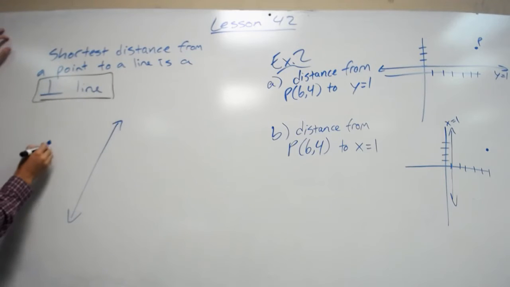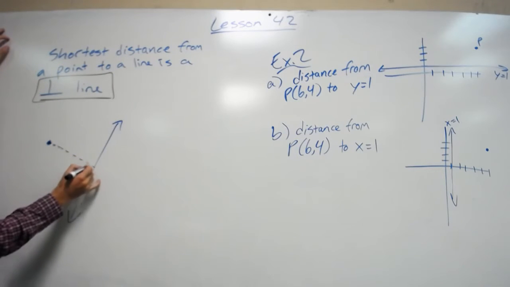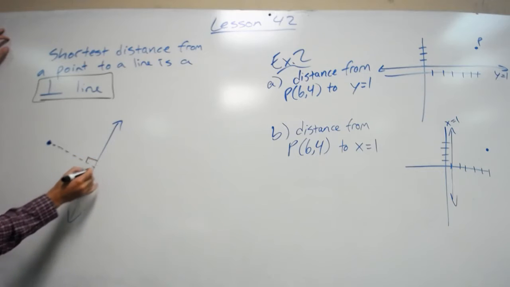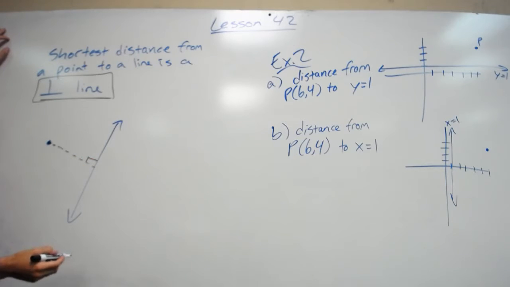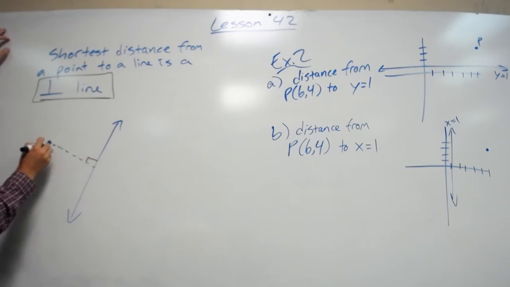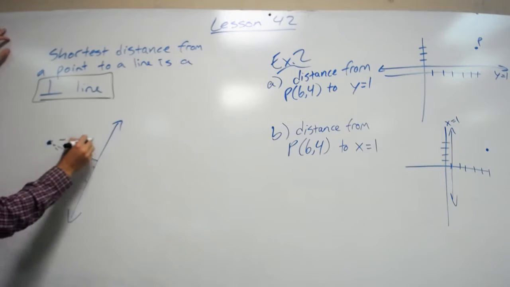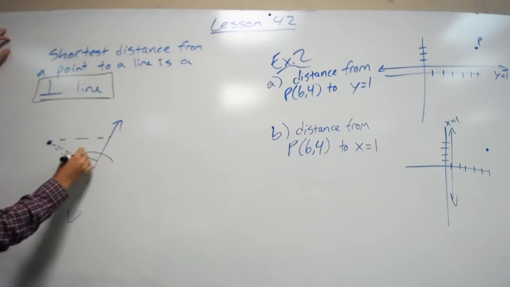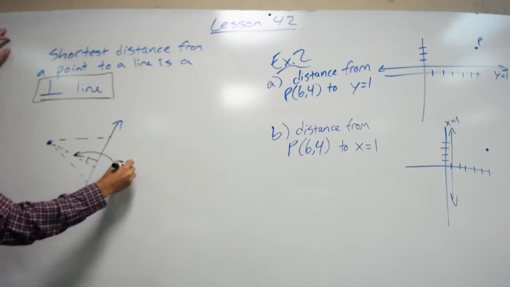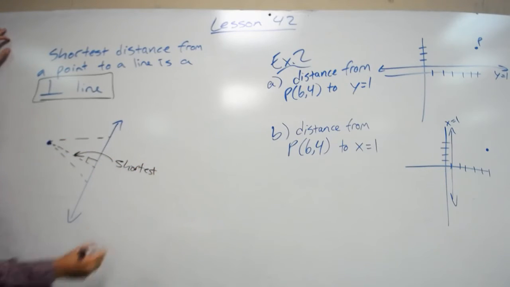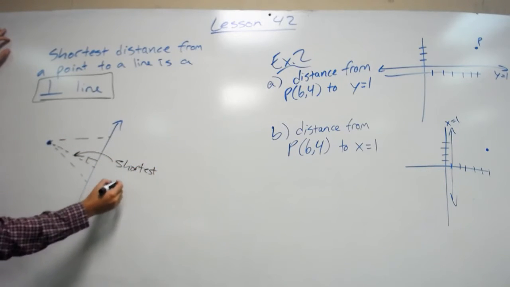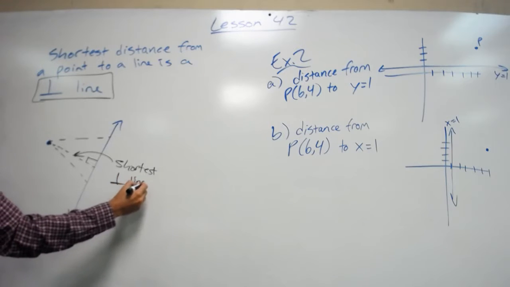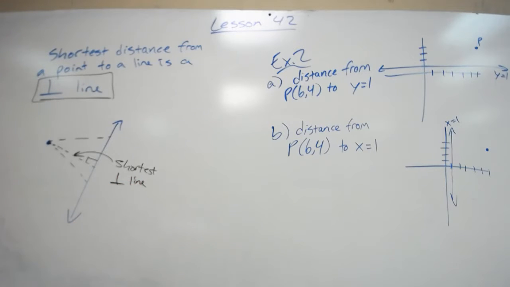So I need to draw a line that creates a right angle with this line for it to be the shortest distance. And if I measured it, you can see that if I drew a line here or there, this line would always be the shortest. And that's what we're looking for here. So it has to be a perpendicular line from a point. Let's look at example 2.